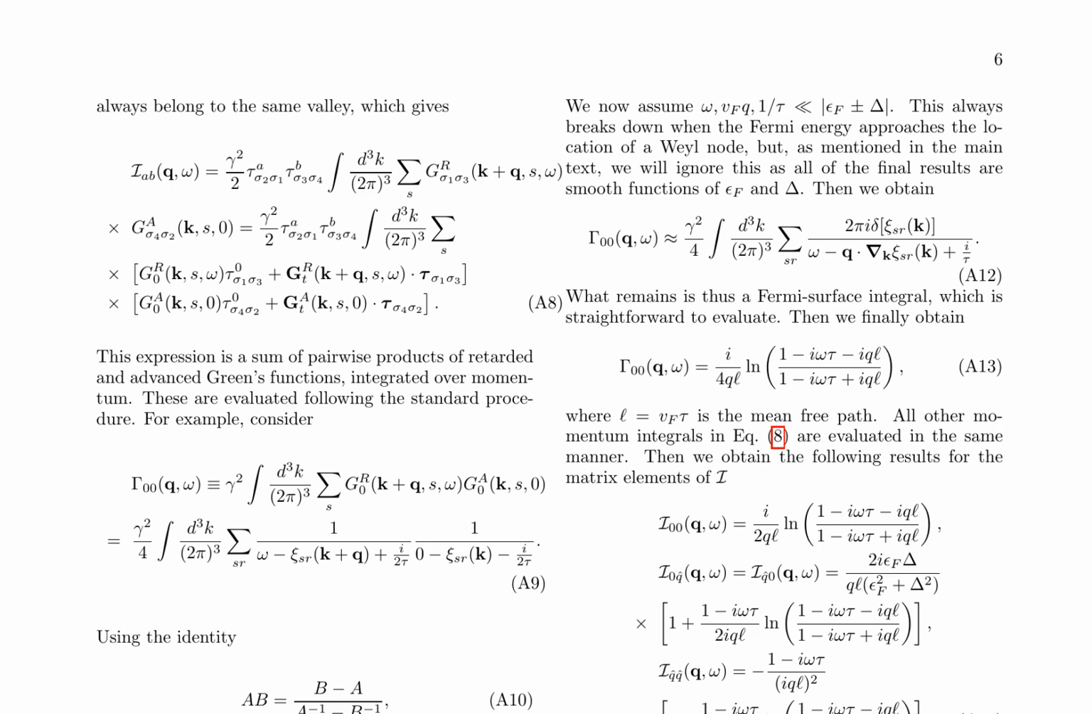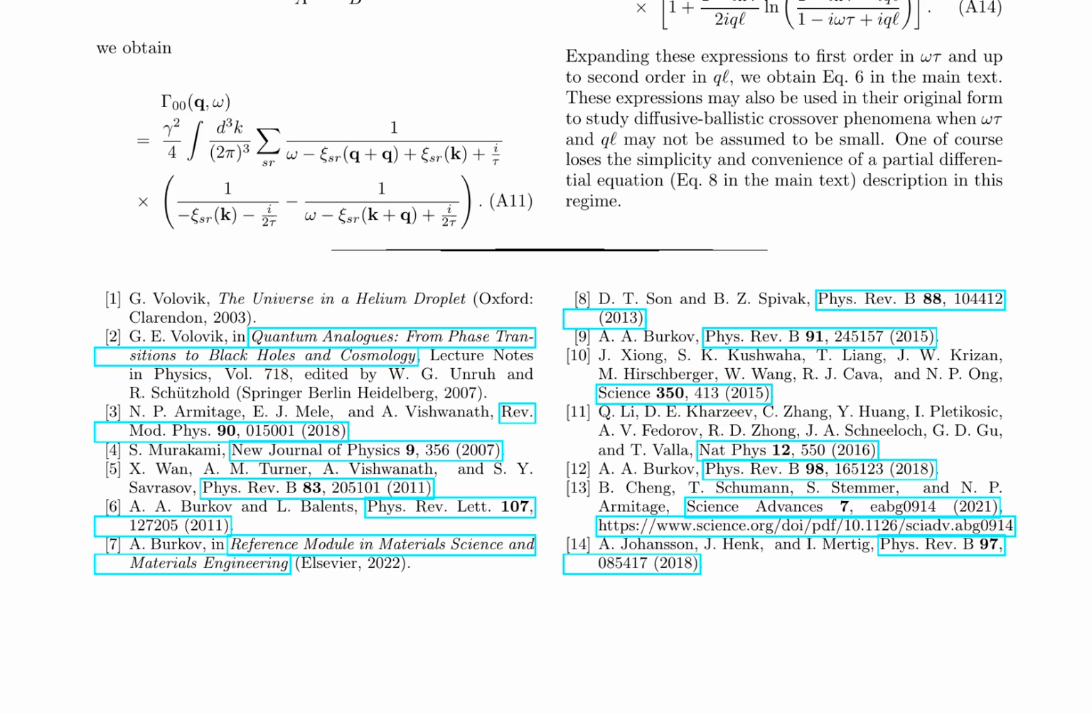Evaluating this integral yields the final result for gamma OO in equation A13. We then evaluate the remaining momentum integrals in equation A8 in a similar manner, resulting in the final results for the matrix elements in equation A14. These expressions are given in terms of the mean free path L equals VF tau and the Fermi energy EF. These expressions can be used to study diffusive-ballistic crossover phenomena when omega tau and QL may not be assumed to be small.